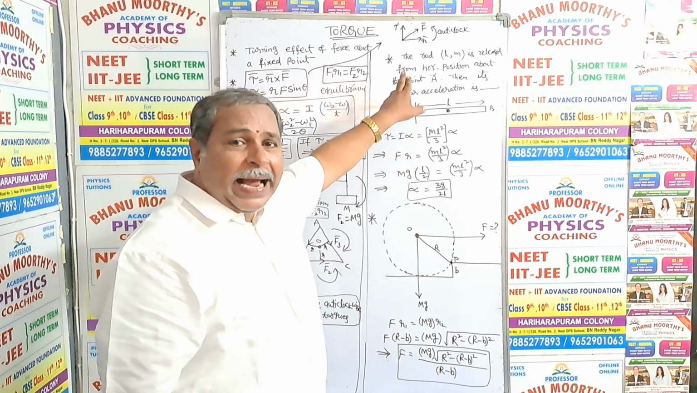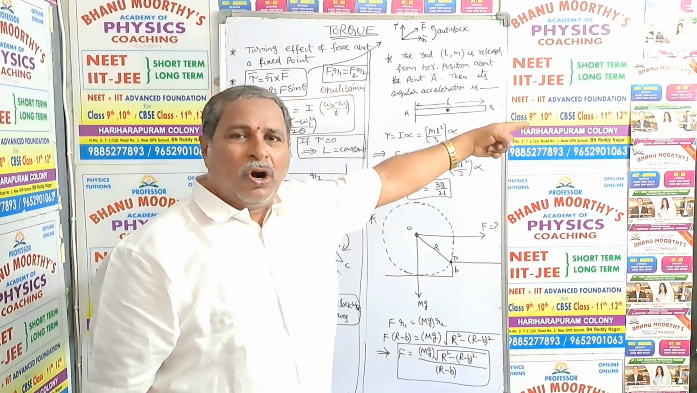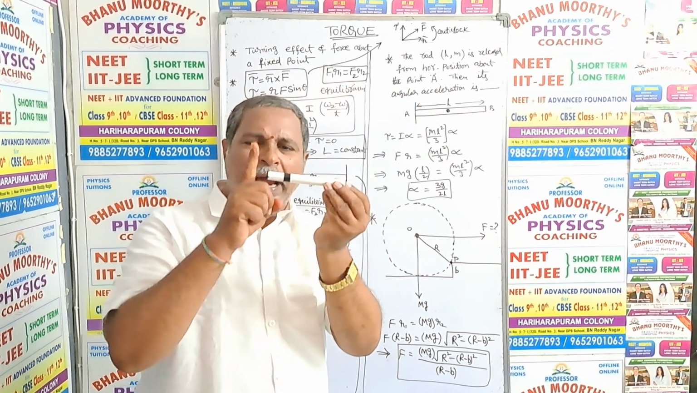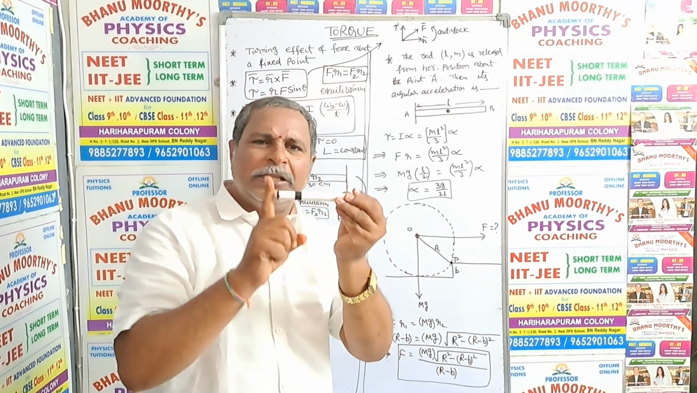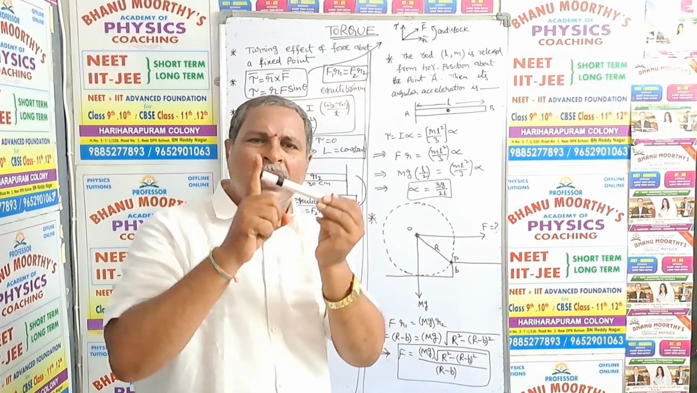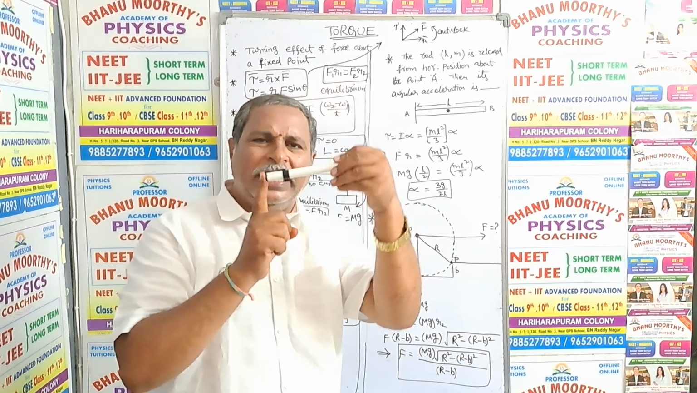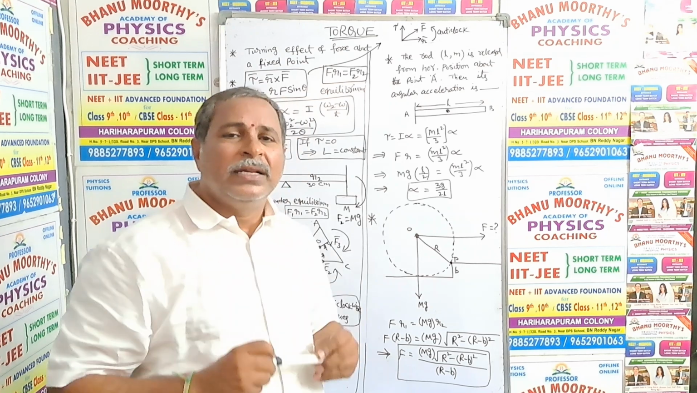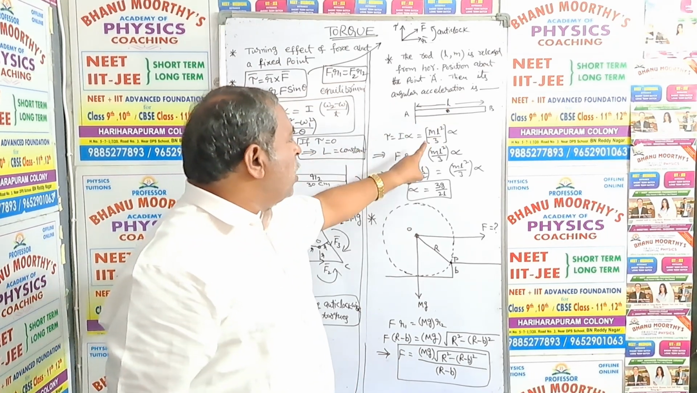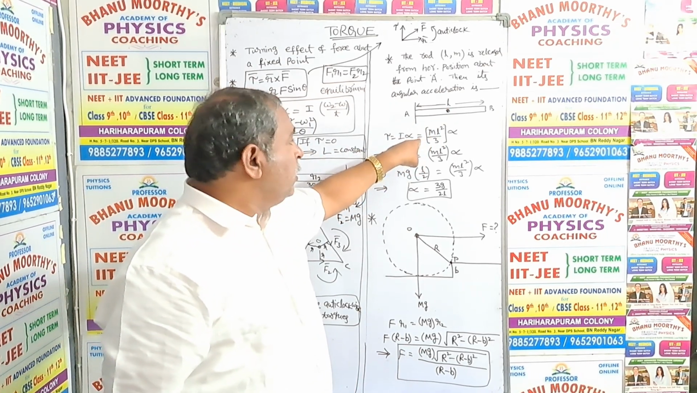Here this axis is passing through the end of the rod. Mass is given, length is given. About this axis, the rod is rotating like this. So then what is the moment of inertia? ml square by 3, into alpha.